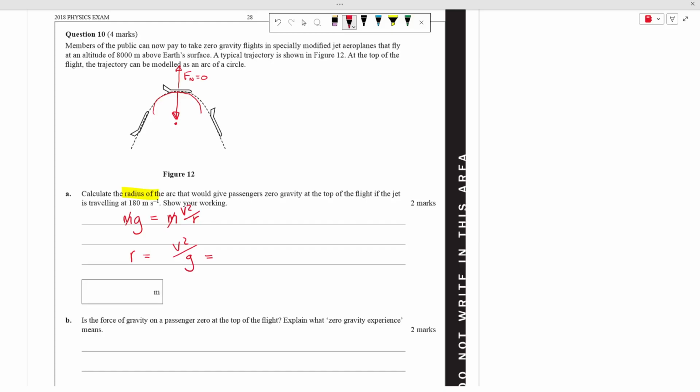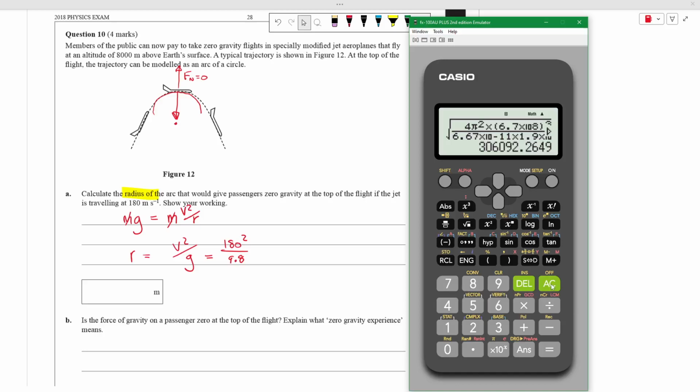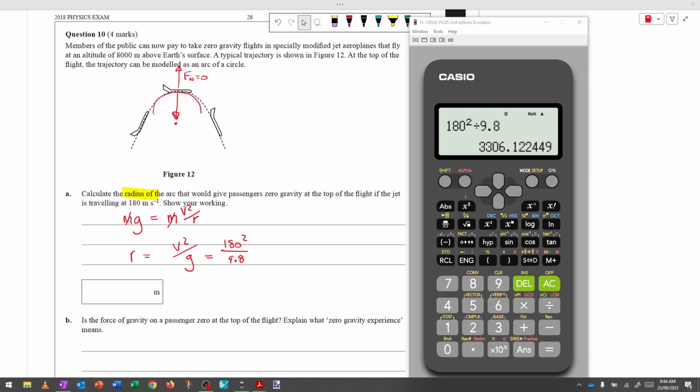The speed of the plane is 180 squared, and g is, I'm guessing, 9.8. Okay, and calculator tells me that 180 squared over 9.8 is 3,306, I'll say 3.3 times 10 to the 3, lots of 3's there.